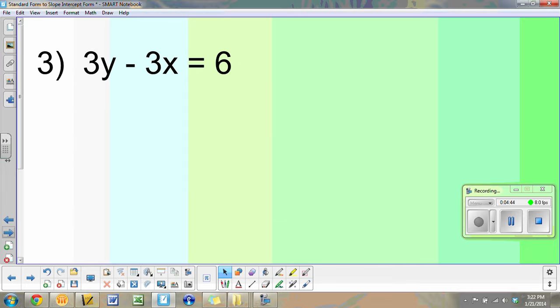All right. Why don't you try this one if you'll pause the video and see if you can get this one in slope-intercept form, and then I'll do it for you.